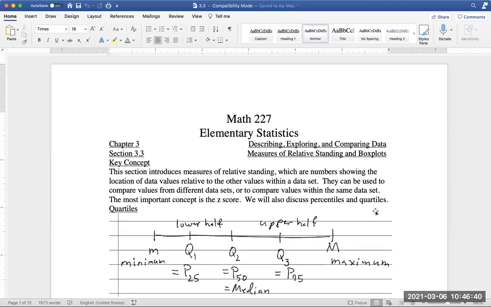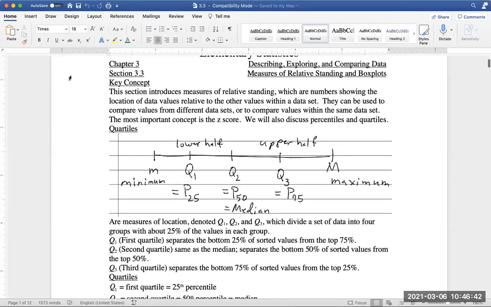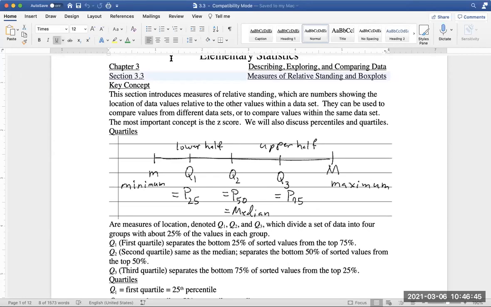Section 3.3. Measures of relative standing in box plots.